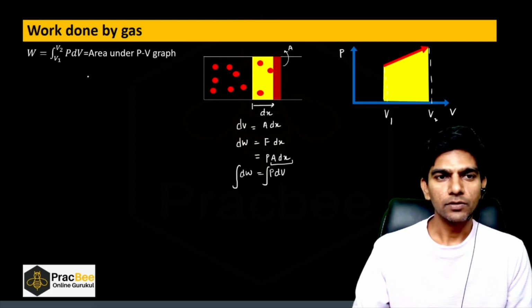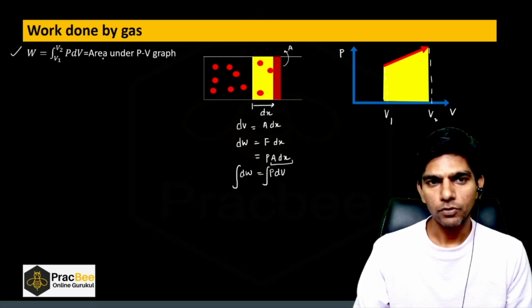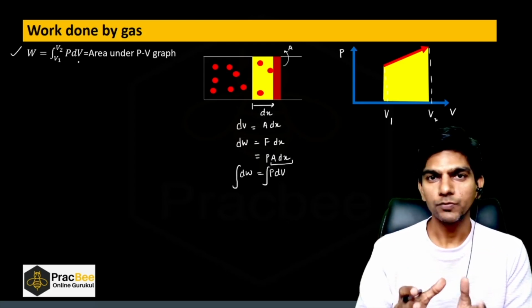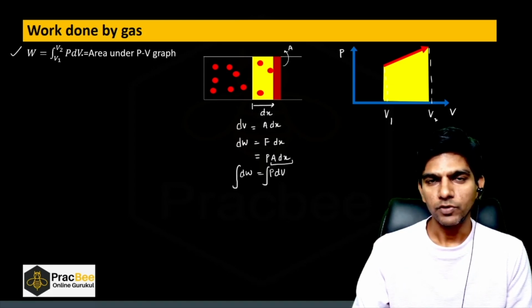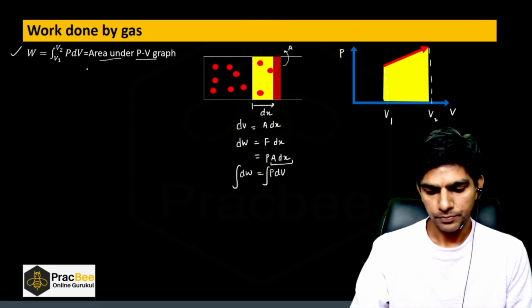So we can say the work done will be given by this formula. This is the general formula. We can apply this for any process. So integral P dV, where V is varying from V1 to V2. And also, if the graph is given to you, you can find the area under the pressure-volume graph, and you will get the work done.